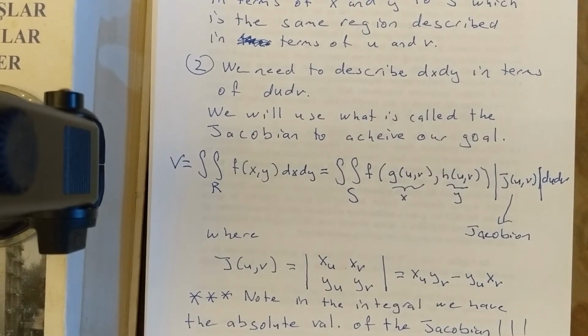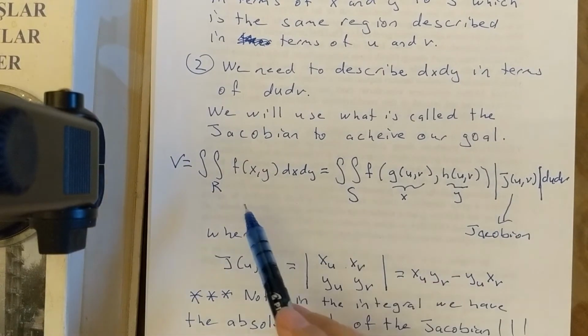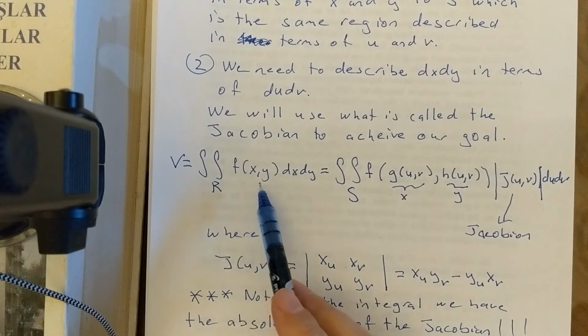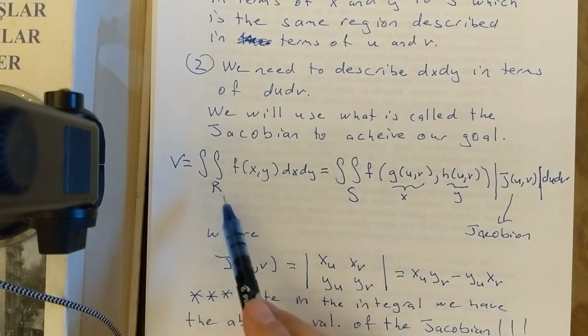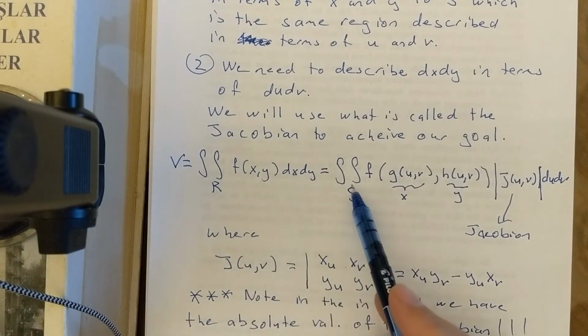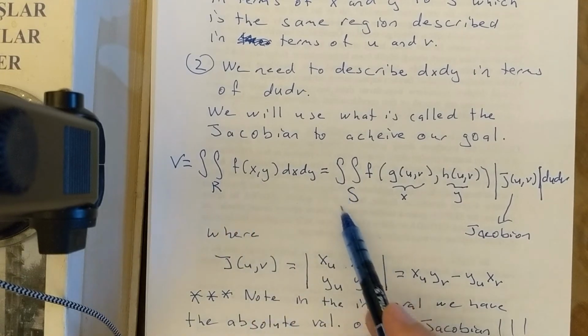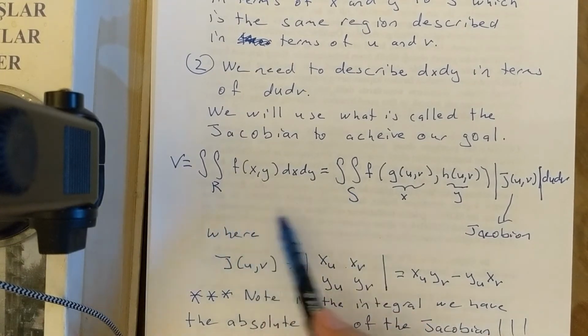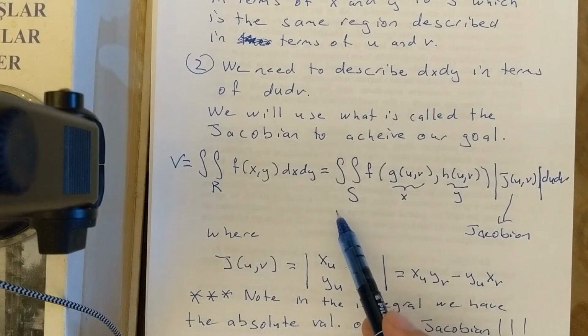So I'm not going to give you the proof of this, but the way you convert is you're going to convert your integral f of x, y dx dy over the region R. The first thing you're going to do is describe this region as S, which is the description of the same region in terms of u and v.